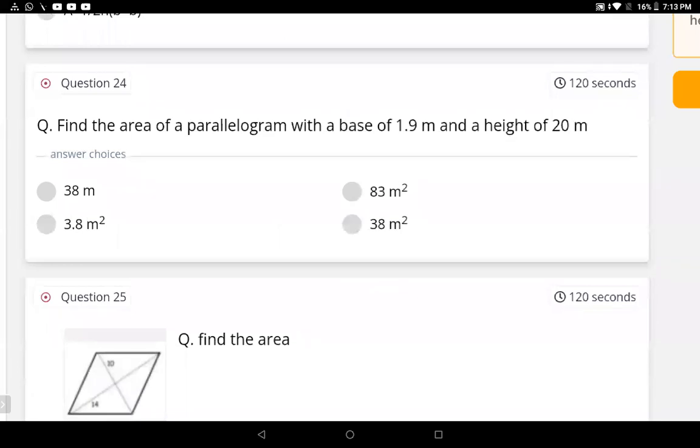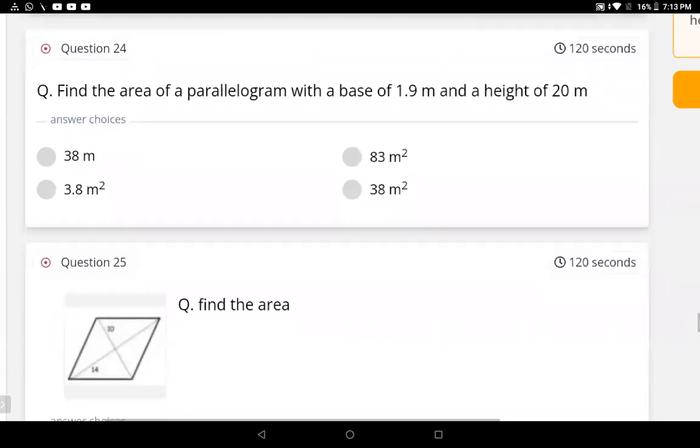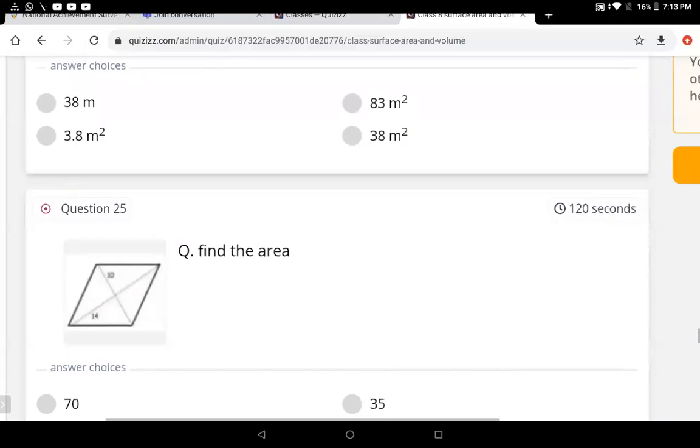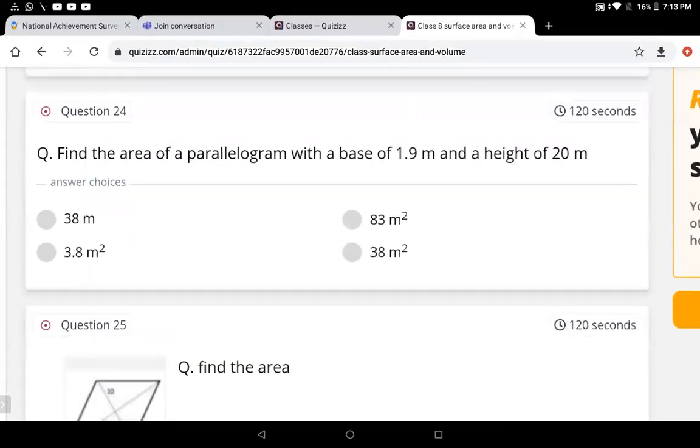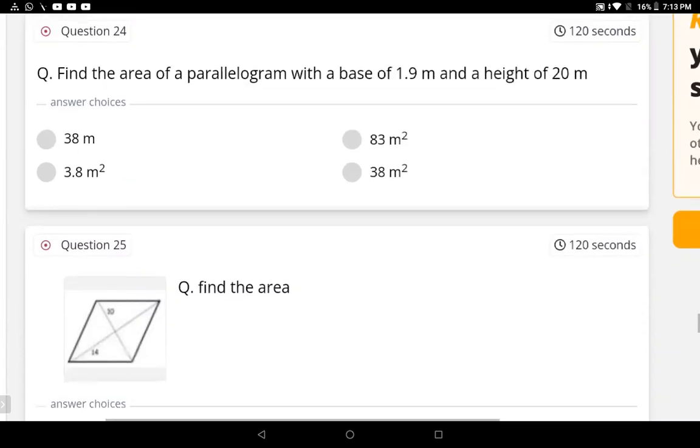Now find the area of the parallelogram. Base and height are given, so base into height. So 19.9 multiplied with 2. 19 2 times how much, children? It's 38 meters square, right?